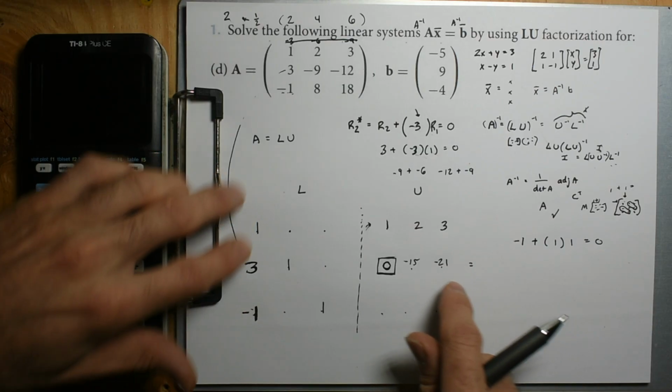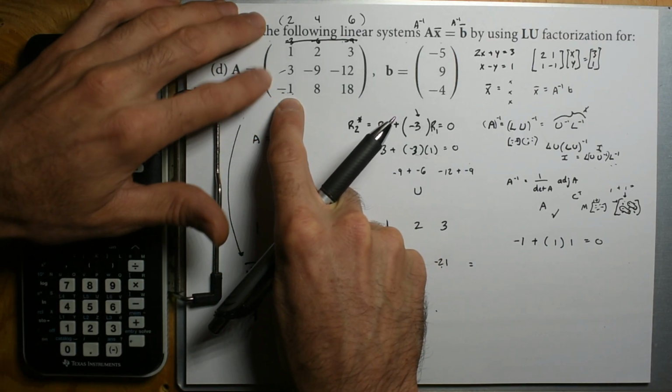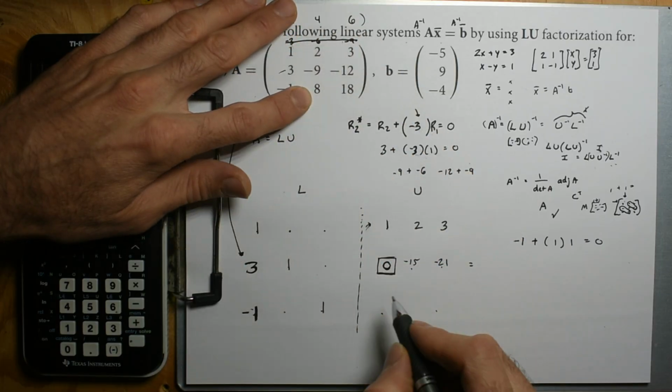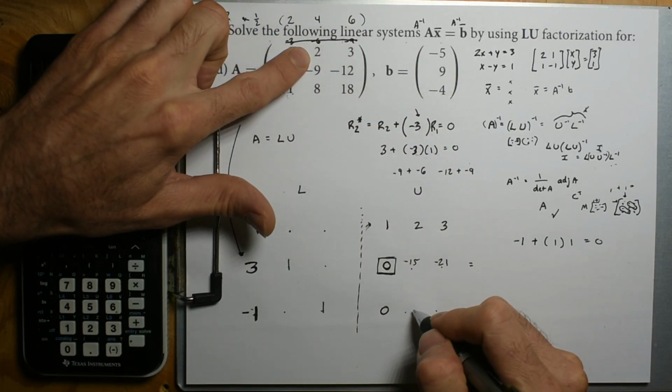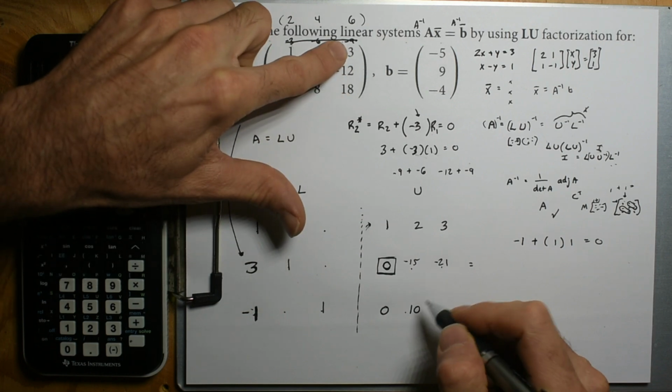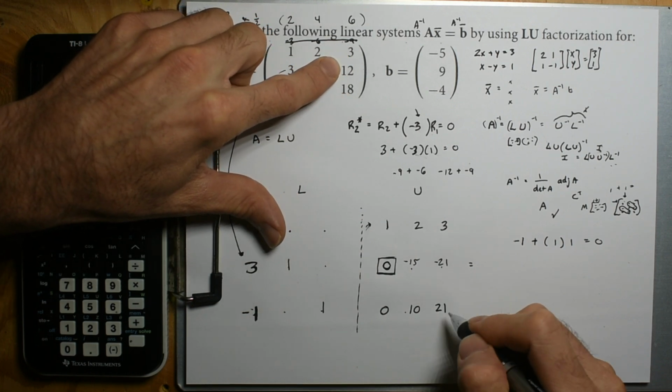Alright, so this row is going to be negative 1 plus 1. This is going to be 8 plus 2. So this value becomes 0. This becomes 10. And this becomes 18 plus 3 is 21.